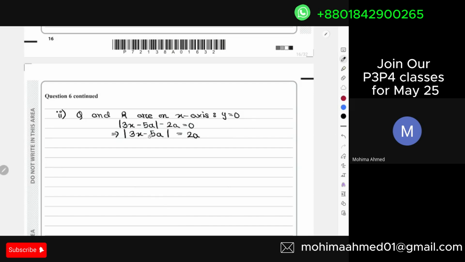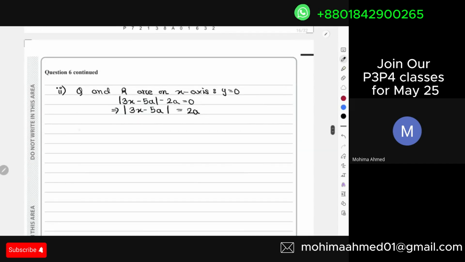Now this absolute function means the expression inside the absolute value could be either positive or negative. So we'll do this calculation one time, considering that 3x minus 5a is a positive value, equal to 2a. If you solve this, you get 3x equals 5a plus 2a, which is 7a. So you get the value for x as 7 over 3 a, right? So this is one value for x. 7 over 3 is 2.33 in decimals.